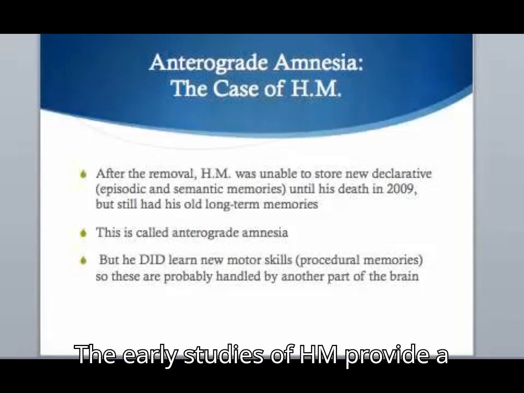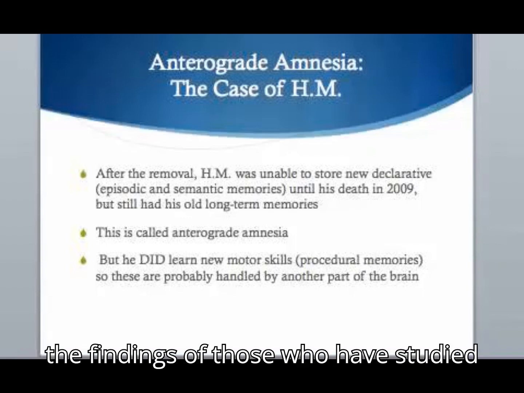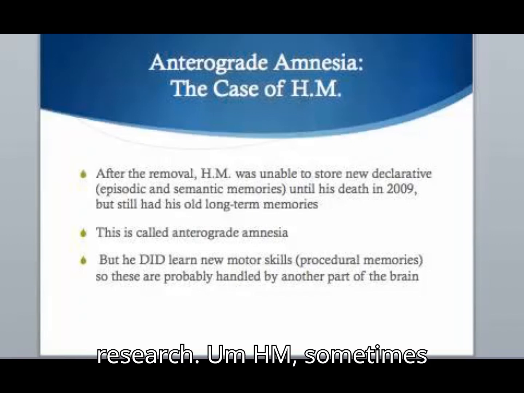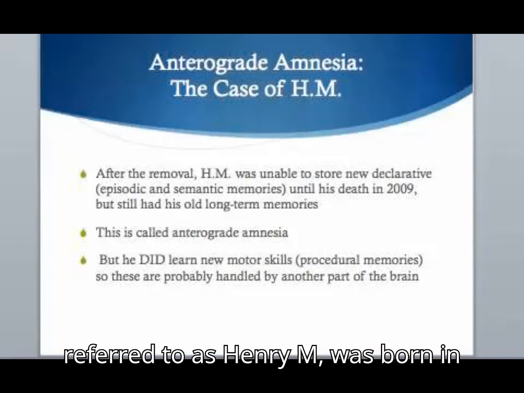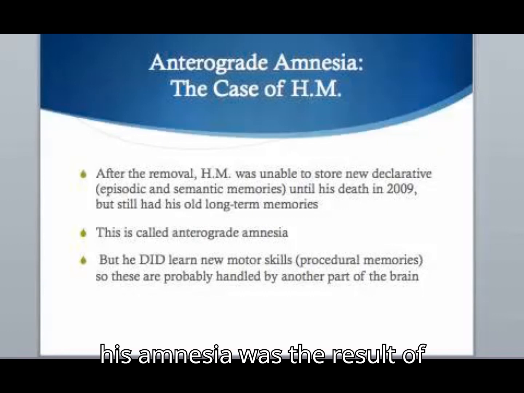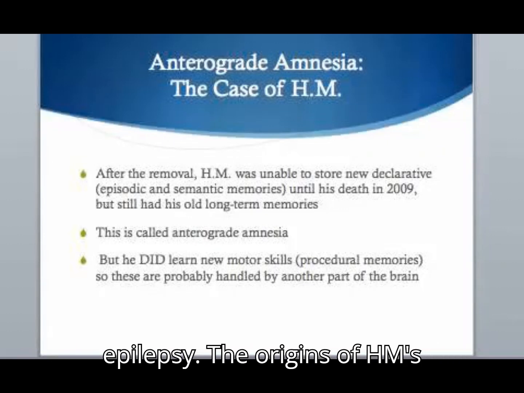The early studies of HM provide a basis for modern neuropsychology, and the findings of those who have studied him are today a cornerstone in memory research. HM, sometimes referred to as Henry M., was born in Hartford, Connecticut in 1926, and his amnesia was the result of neurosurgery performed on him in an effort to alleviate the symptoms of his epilepsy.